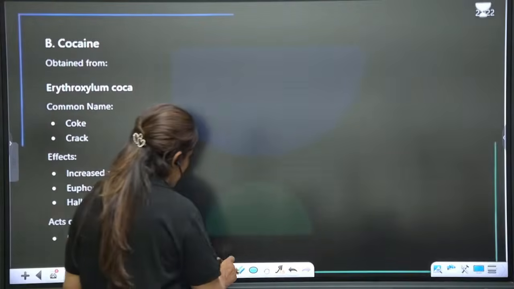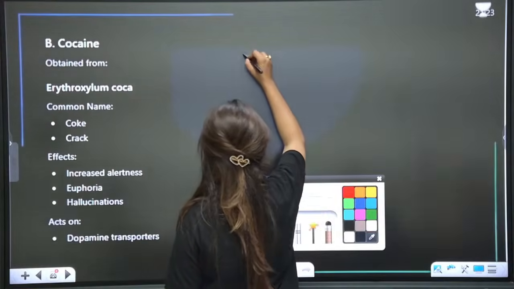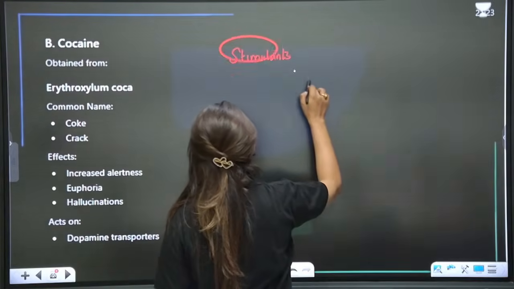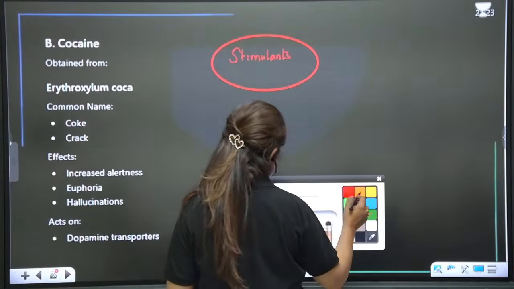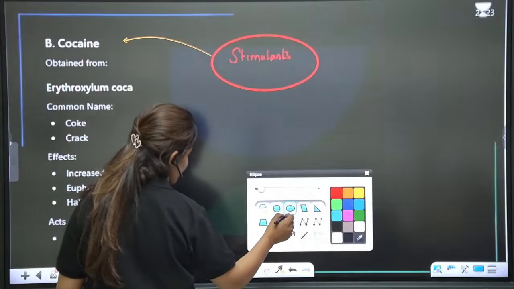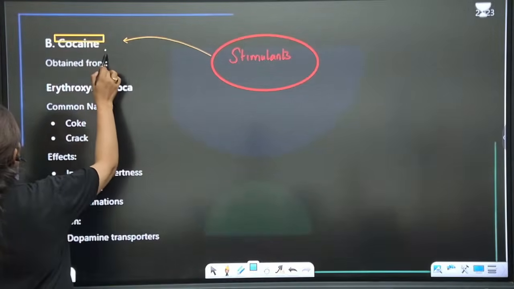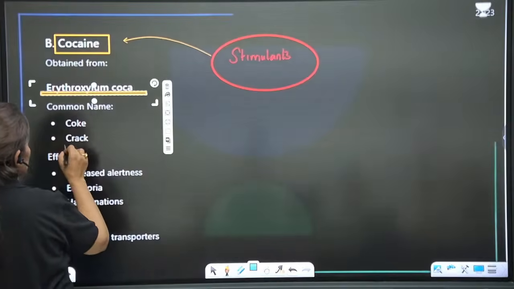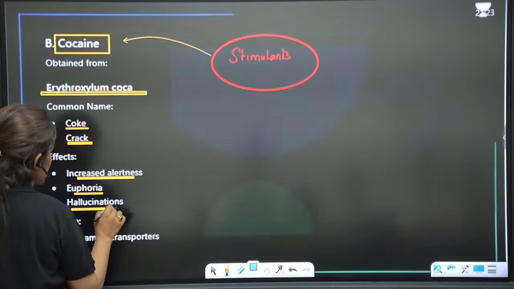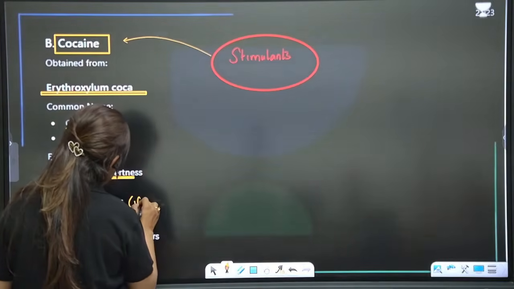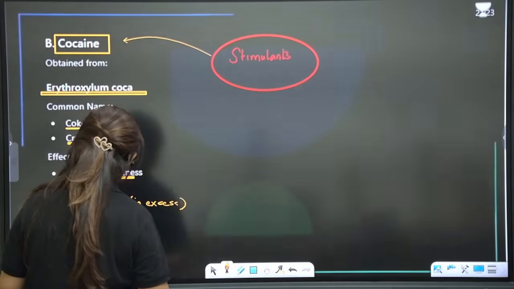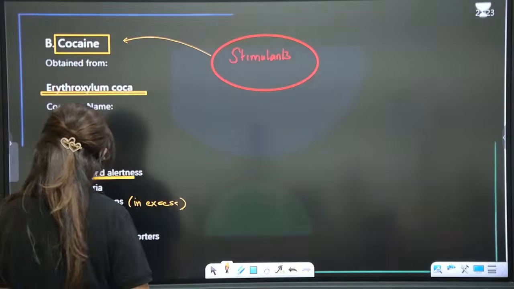Second, guys, we are going to talk about stimulants. Is that clear? Stimulants, so they act as if there is an energy rush. Okay, so the first stimulant that I'm going to talk about is cocaine. Cocaine is obtained from a plant, Erythroxylum coca, commonly known as coke or crack. It increases alertness, causes euphoria and hallucinations if taken in excess, not otherwise, only in excess. Is that clear? And it acts on dopamine transporters. Is that clear to all?